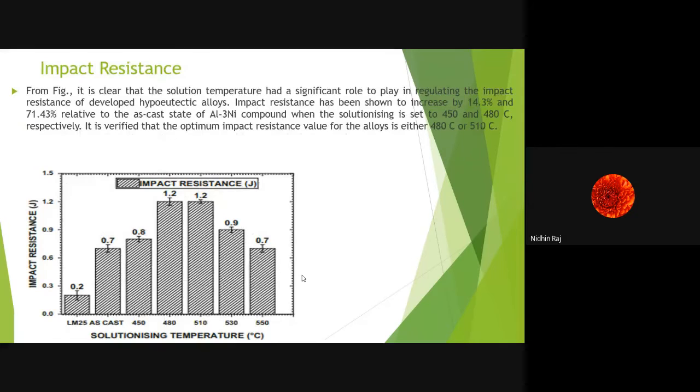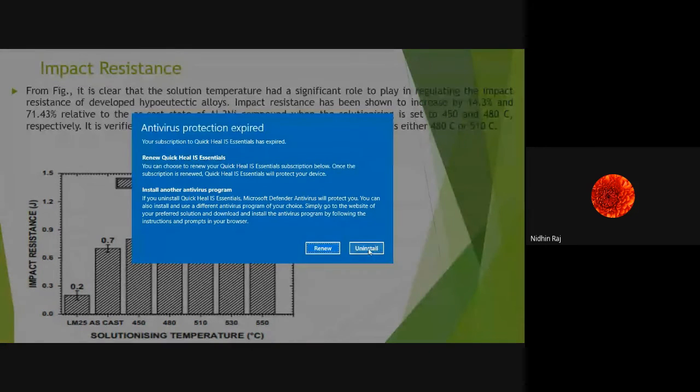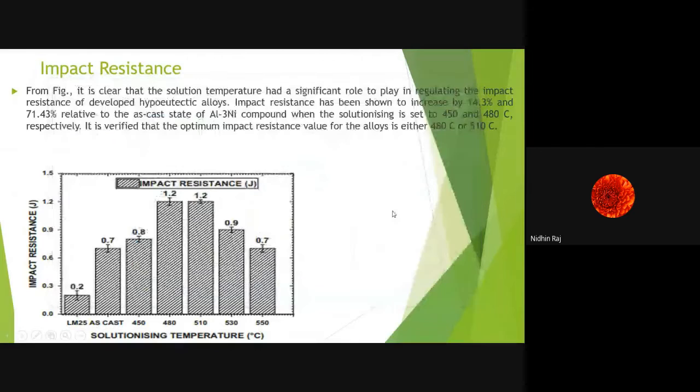Now, moving on, the next property that was studied here was the impact resistance. This figure shows the impact resistance for the different alloy combinations studied, versus the solutionizing temperature on the x-axis. For LM25, it was found to be 0.2 joules, and for the as-cast condition it was 0.7. Then for 450 degrees it was 0.8, and then suddenly we got a rise to 1.2 for 480 degrees Celsius and 510 degrees Celsius. Afterwards, for 530 degrees Celsius, the impact resistance reduced to 0.9, and then further reduced to 0.7 for 550 degrees Celsius.